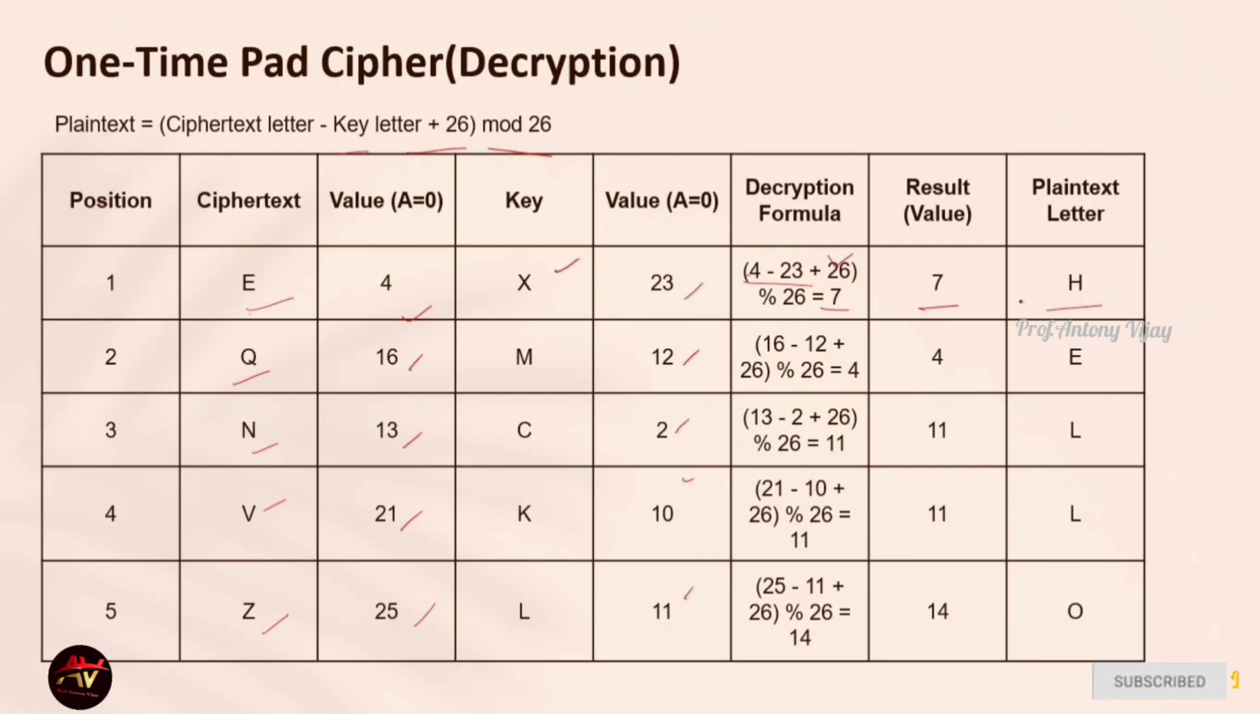So 7 is H. And 16 minus 12 is 4, that is E. And 13 minus 2 is 11, that is L. Then 21 minus 10 is 11. And 25 minus 11 is 14. So finally, we got the plain text back. This is what is called the one-time pad.